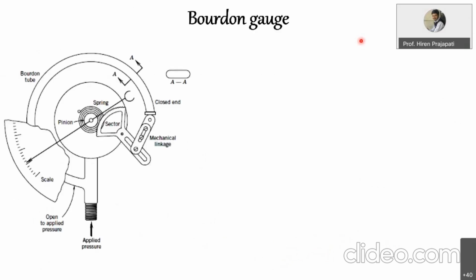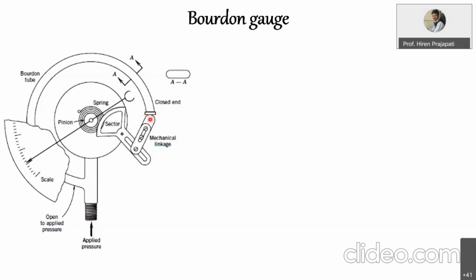Now next is the Bourdon tube pressure gauge. As in the laboratory, we have already discussed the Bourdon tube pressure gauge. This is the simple mechanism of a Bourdon tube pressure gauge, where you have one elliptical shaped tube, right? This end of the tube is closed, this end is free and connected to one pipe, and this pipe is connected to your pressure source, whose pressure you want to measure, right?